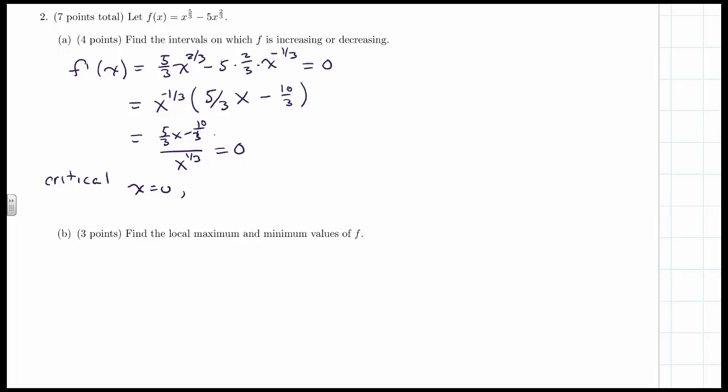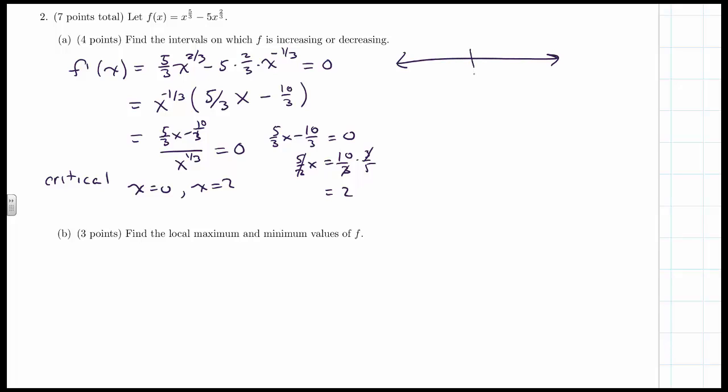Also, where the numerator is equal to 0, which is 5/3 x minus 10/3 equals 0, which is 5/3 x is equal to 10/3, and then when we multiply both sides by 3/5, we get 2. So we get critical values at x equals 0 and x equals 2.